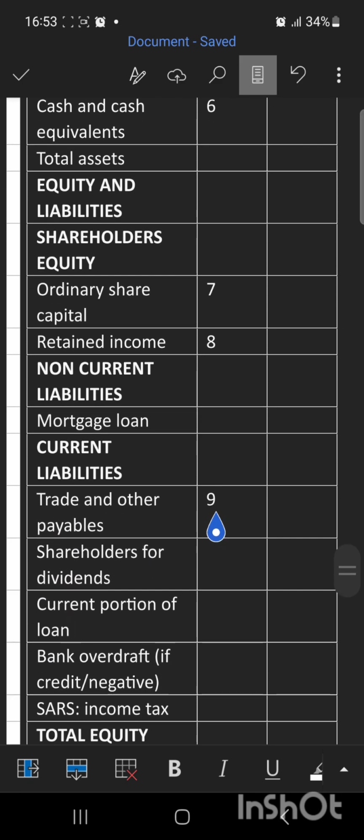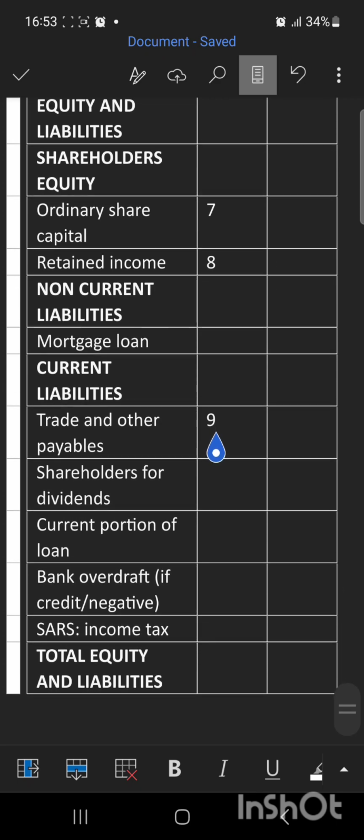Now we come to equity and liabilities, starting with the first part, which is shareholders' equity. Under shareholders' equity, we have ordinary share capital. Ordinary share capital also has a format. Your format says you have your X number of shares at the beginning, your X number of additional shares issued, minus your X number of ordinary shares repurchased, which will give you your X number of ordinary shares at the end of the year. I will also demonstrate that as we do an activity.